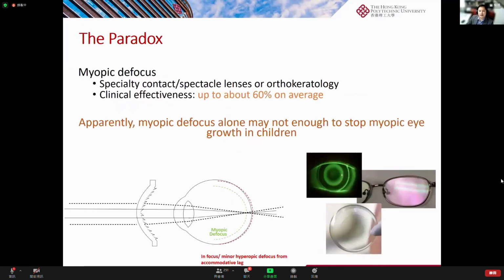In clinical practice, there are already various kinds of myopia control devices utilizing the principle of myopic defocus. Those include ortho-K, specialty soft contact lens, and spectacle lenses. Generally speaking, they are up to about 50 to 60% effective on average. Apparently, myopic defocus is not as effective in school children as in animals for some reason. Otherwise, they should have completely stopped or even reversed myopia progression. And some important factors must be missing.